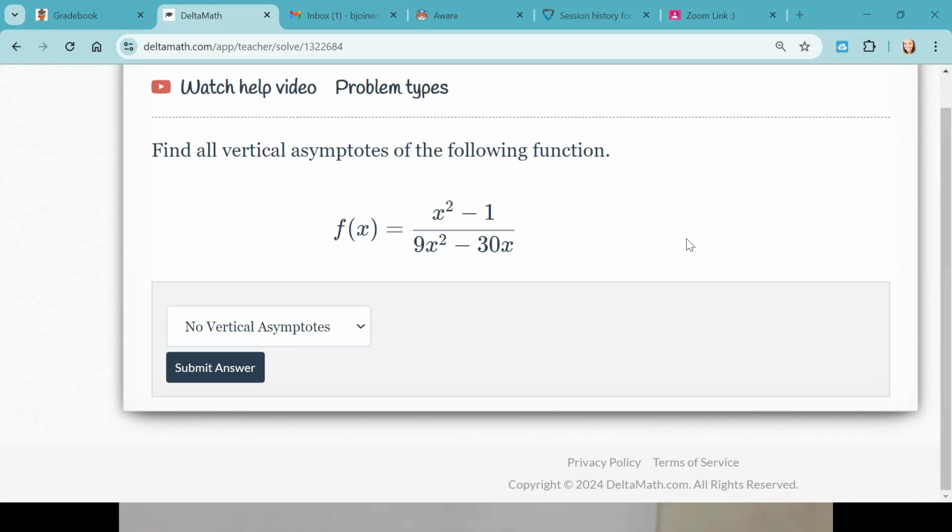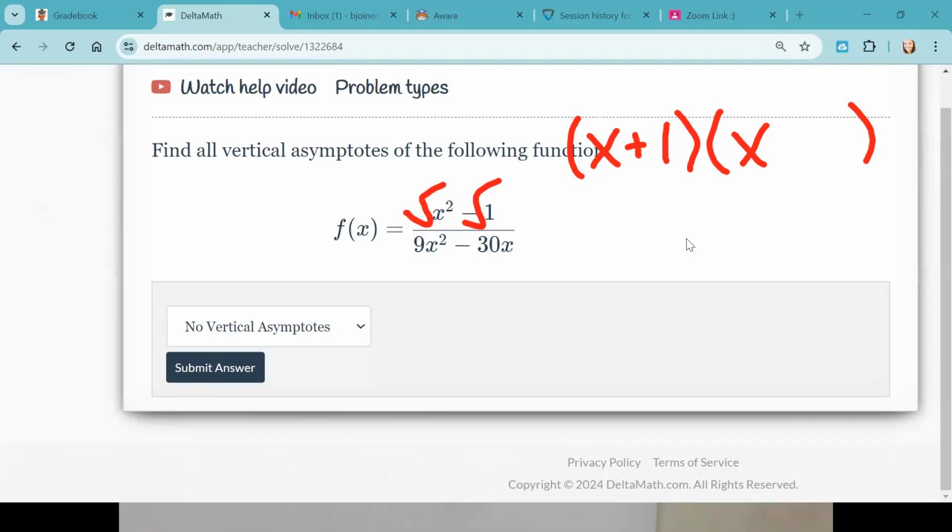So take a look at the top. How can we factor that? So does the top have anything in common? Do they both have an X? Can they divide by a number? It's got to be square roots. Very good. What is the square root of X squared? So it'll be X and X. What's the square root of 1? Plus 1 and minus 1. Remember, you want one of each.